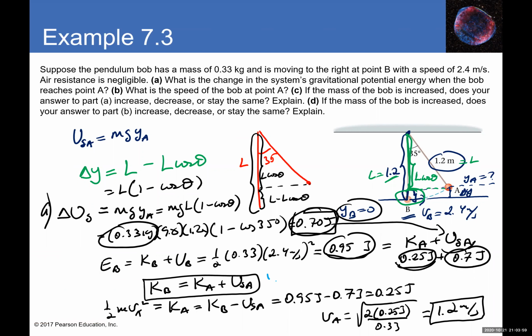So, for example, 1 half mvb square equals 1 half mva square plus mgya. This was my equation. But you can see from here clearly that mass cancels. That means it doesn't matter what the mass is. You can double, you can triple, you're still going to get the same speed. Gravitational potential energy increases, yes, but equivalently, the kinetic energy increases by the same amount. So they pretty much cancel each other's effect. So speed is always going to be the same regardless of the mass.